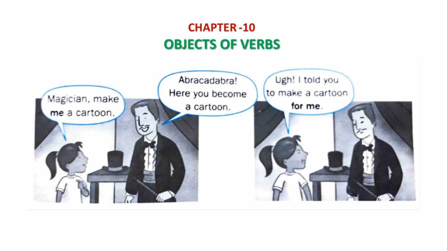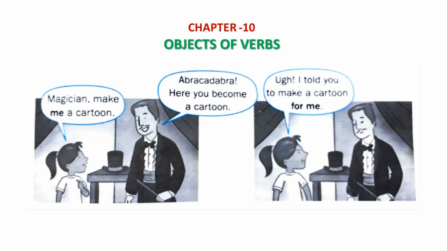The little girl tells the magician, "Magician, make me a cartoon." The magician is pronouncing some magical words and he is telling, "Here you become a cartoon." Then the girl tells, "Oh, I told you to make a cartoon for me."